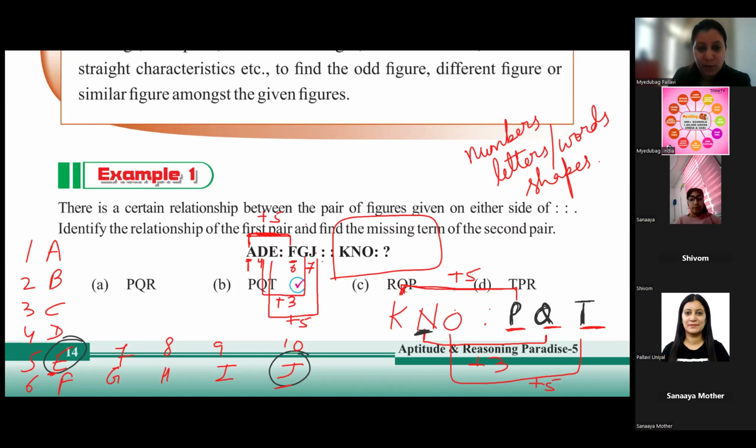And you can see, out of the 4 options, which one is matching? PQT is option number B. So this one.